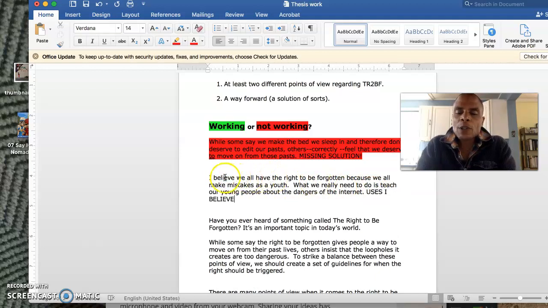But hopefully you also identified another problem. We all make mistakes, that we all have the right to be forgotten because we make mistakes. What I'm hearing there is one point of view regarding the right to be forgotten, but I'm not seeing a second point of view. But I do have a solution here. What we really need to do is teach our young people about the dangers of the internet. So it uses I believe and is missing one point of view about the right to be forgotten.